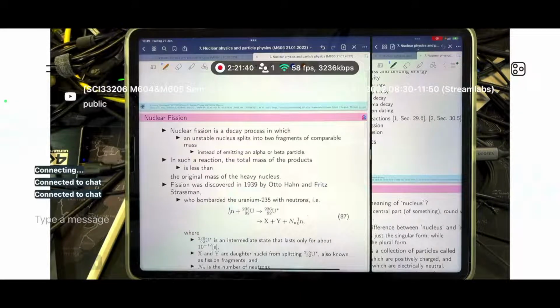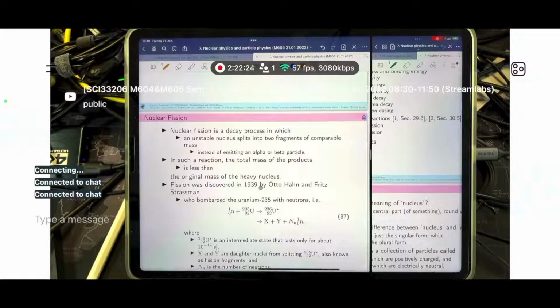In this decay process, humans can get a lot of energy. In such a reaction, the total mass of the products is less than the original mass of the heavy nucleus. So it's good, because the mass difference is positive. Once the mass difference is positive, it means the mass difference is converted to energy. And yes, we get energy from this process, and humans have used it for special purposes in a good way. Fission was discovered in 1939.